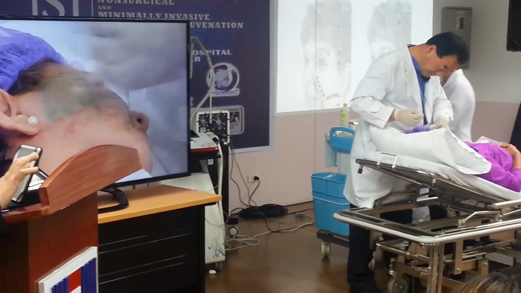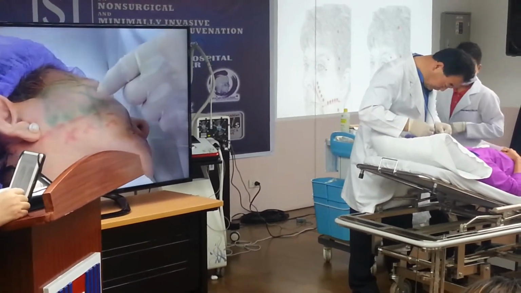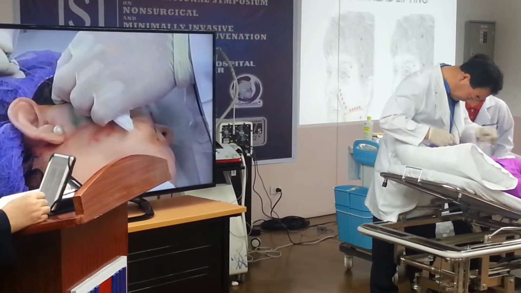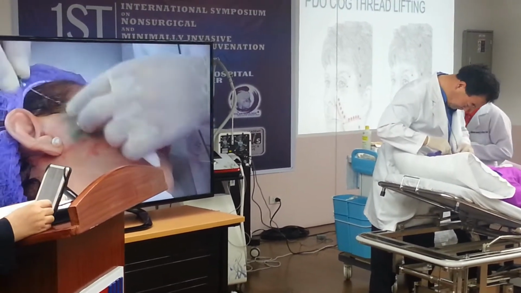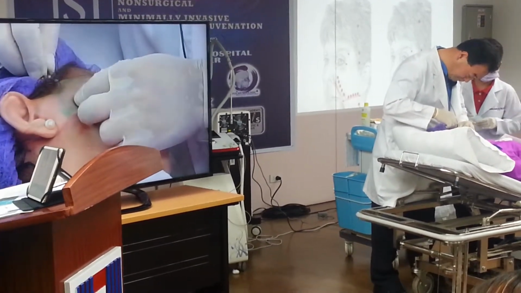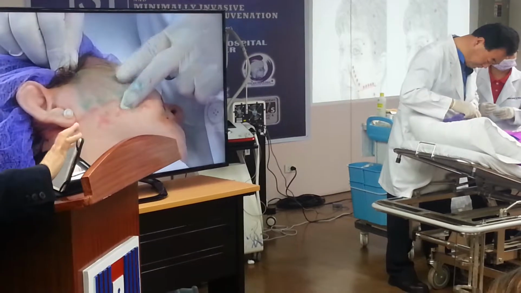Next slide, please. This is similar to the other slide, except that, is this the next slide? I cannot see the lower part. Anyway, we normally can also put in skin boosters to enhance the effect of your cog lift.